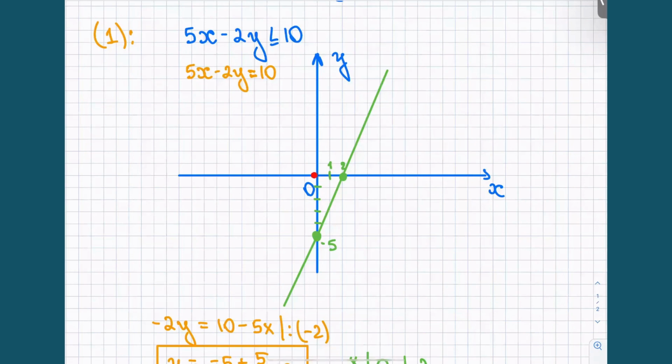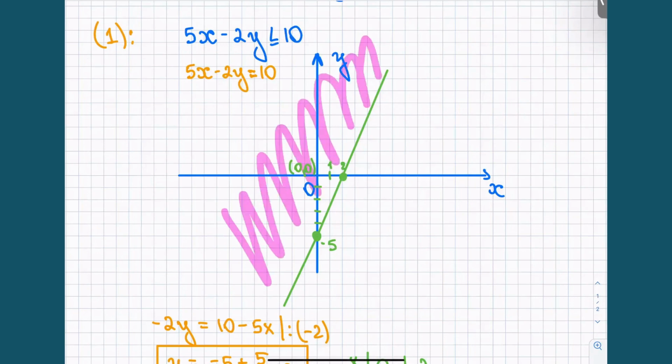So let's check. The easiest way is to pick, for instance, the origin point, which has coordinates 0 and 0. If we plug 0 and 0 into this inequality, what will we get? We will get 5 times 0, which is 0, minus 2 times 0, which is 0. So altogether the left-hand side gives us 0, and it's less than or equal to 10. Is it true? Yes, because 0 is less than or equal to 10, which is great. So it means, dear students, that the left-hand side here is exactly the solution to our inequality number 1.